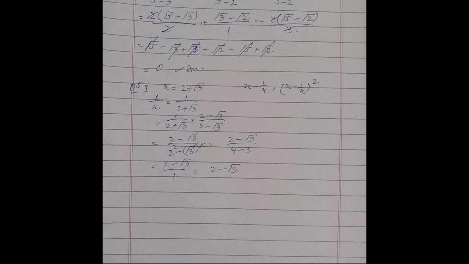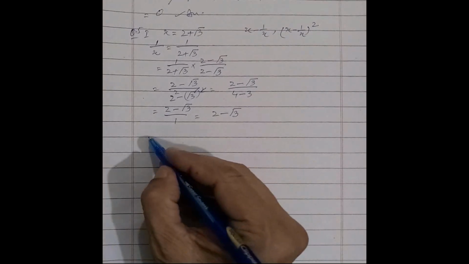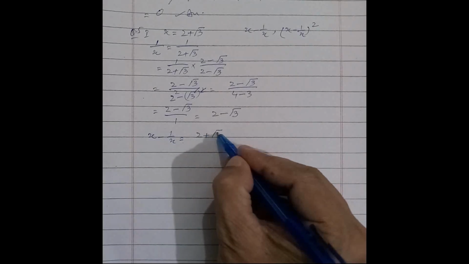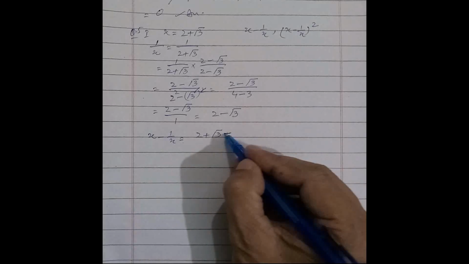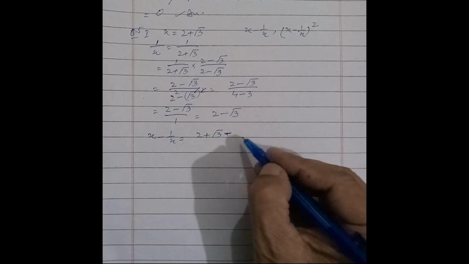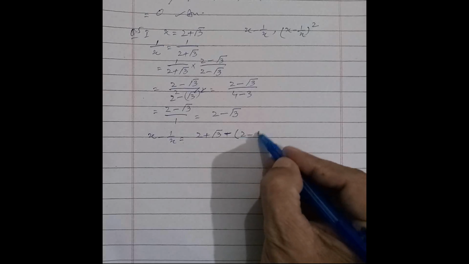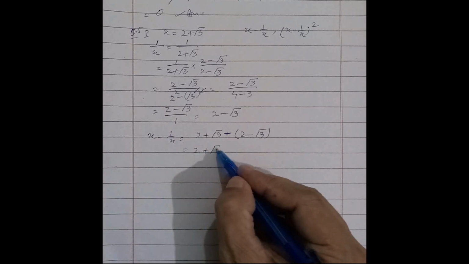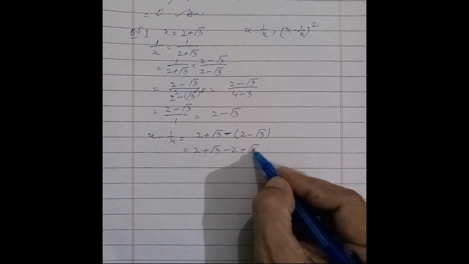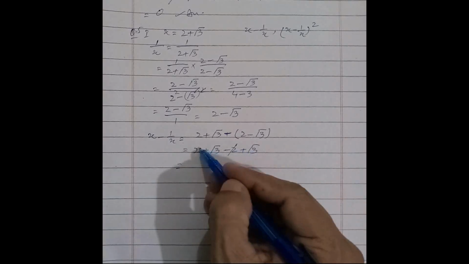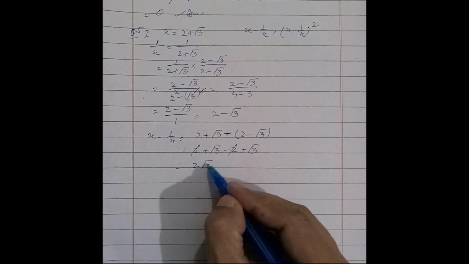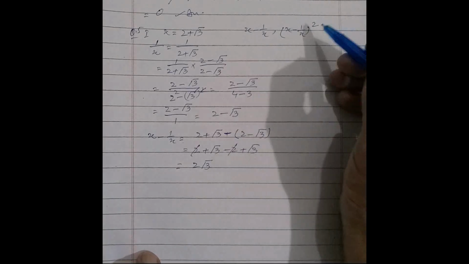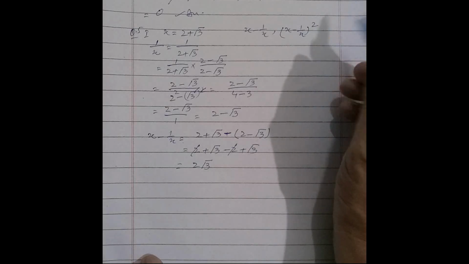Now we find the value of x minus 1 over x. X minus 1 over x. Here x is equal to 2 plus square root 3 and minus 1 over x is 2 minus square root 3. Now we simplify it. 2 plus square root 3 minus 2 plus square root 3. Simplify it. Minus 2 cancel with plus 2. We have 2 square root 3. And now we find the other value of x minus 1 over x whole square.